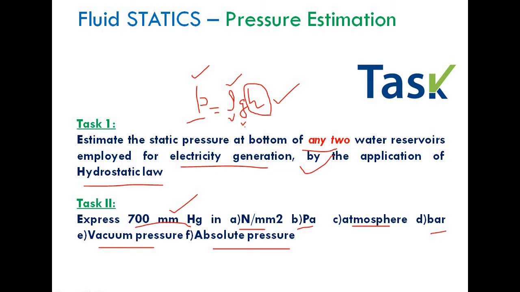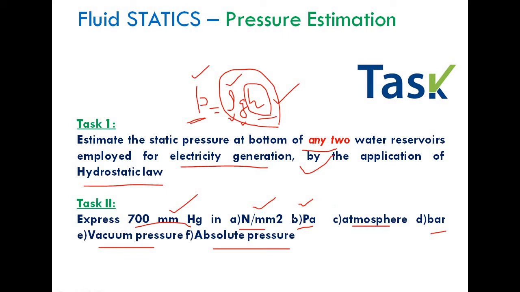What is SI unit of G? That is meter per second square. What is SI unit of H? That is meters. Then if you are substituting all these values in SI unit, you will get P in SI unit, that is Newton per meter square. So once you know the value in Newton per meter square, you can convert it in Newton per millimeter square, because 1 meter equal to 1000 millimeters. So Newton per meter square means Pascal.